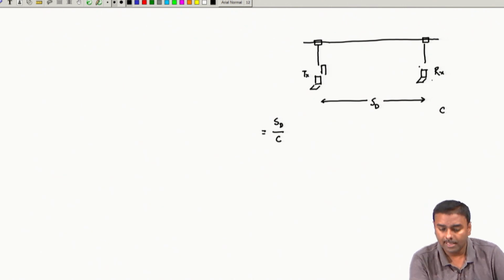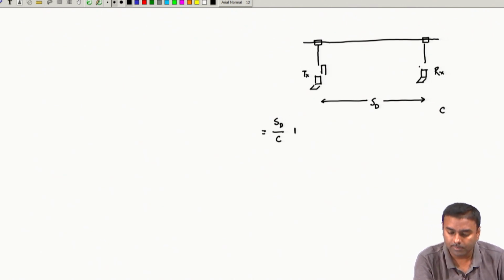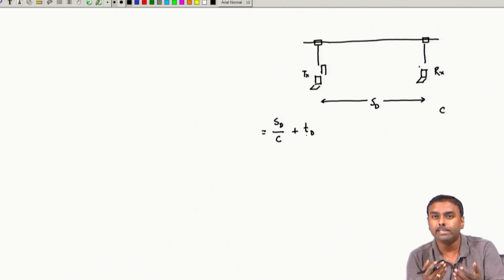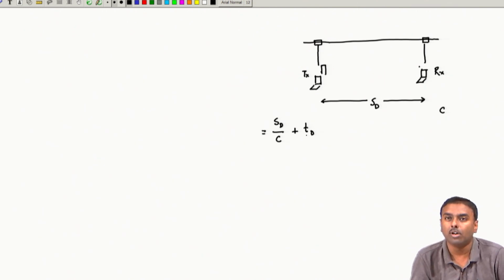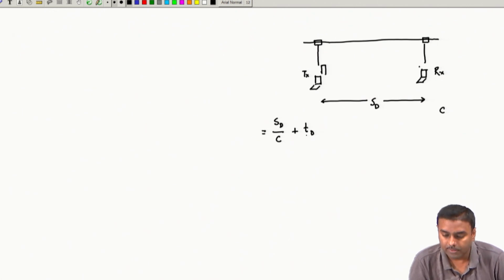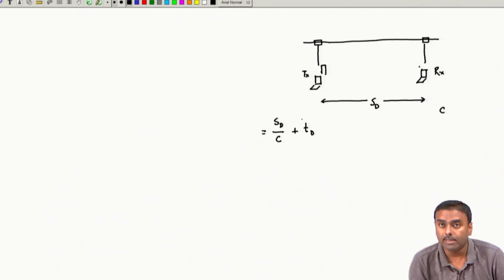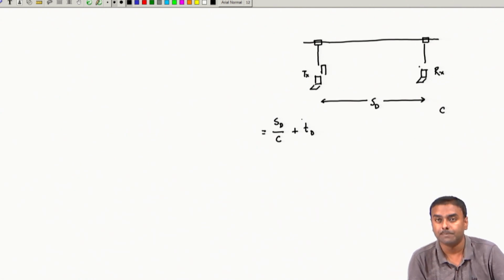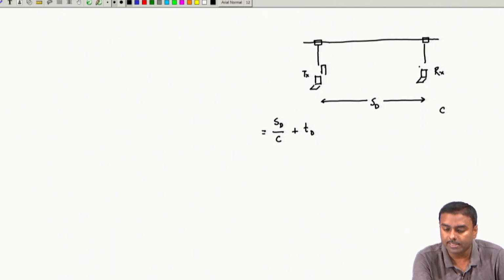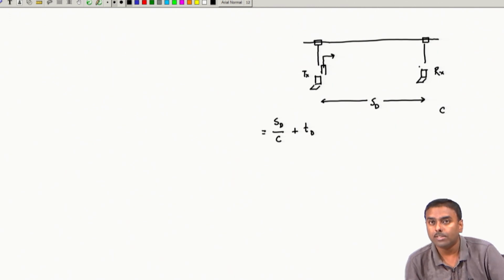After this SD by c, we have also talked about some amount of detection time, because detection is all about integrating. We have to take a few bits, integrate, and see whether it is beyond some threshold power level. So, that is the overall time taken to detect the presence of a signal. Now, what about collision? If I am transmitting, I need to know whether others are transmitting or not.